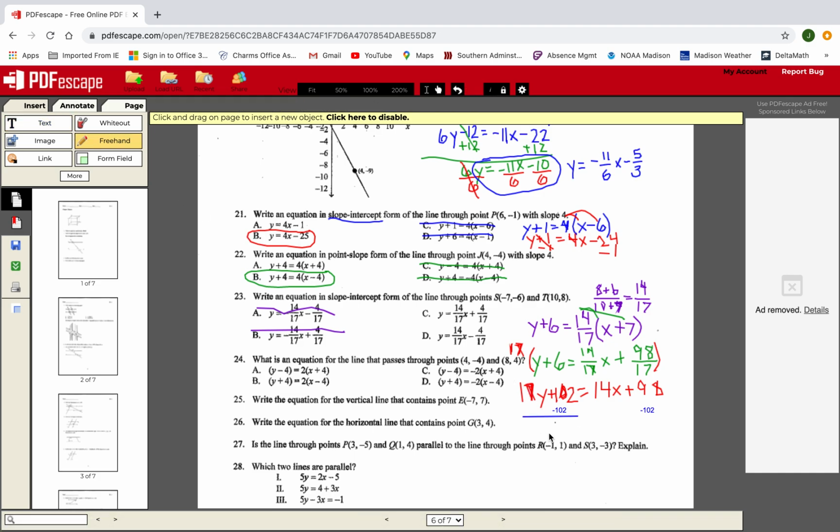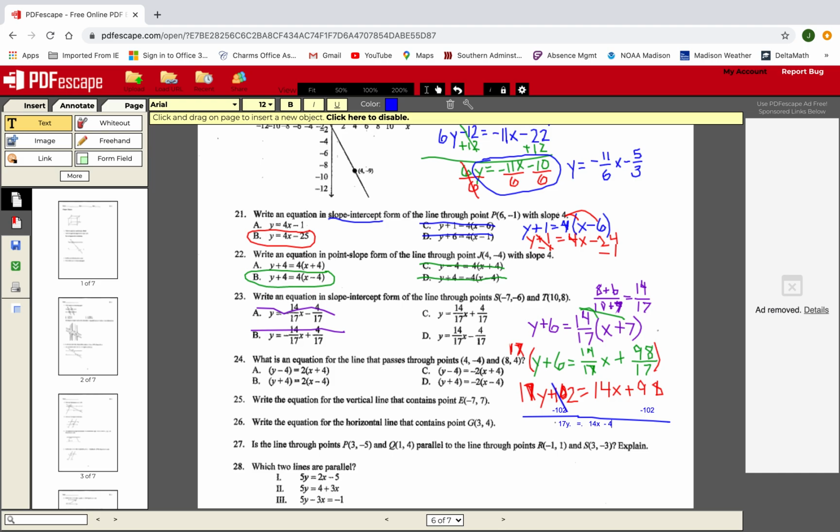I think it's worthwhile to make sure that you guys understand what's happening here. 102 minus 102, kill them. So I've got 17y here. I'm going to go back to typing. I've got 17y equals 14x. Notice here that I've got 98 minus 102. 102 is bigger, so I'm going to have a negative here, negative 4.